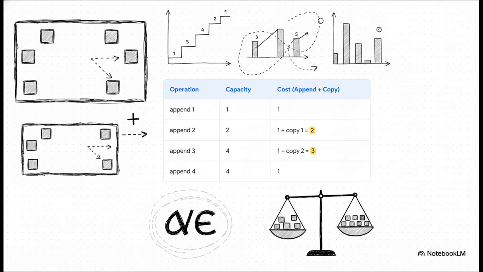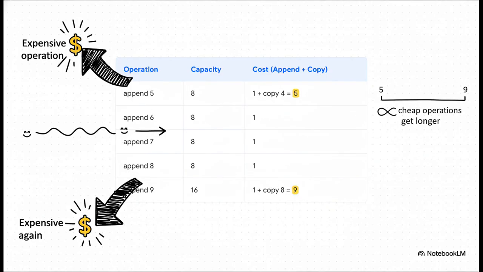For the third append, whoops, we're full again. We have to double the capacity to 4, copy 2 elements, and add the new one, costing us 3 units. But then look, the fourth append is cheap again, back to a cost of just 1. And as we keep going, a really clear pattern starts to emerge. These expensive operations, the ones where we have to copy everything, they only happen when the size of the array hits a power of 2. So append number 5 costs us 5 units of work. But then appends 6, 7, and 8 are all super cheap. Append 9 is our next expensive one. The key thing to notice is that the stretches of cheap operations get longer and longer each time.